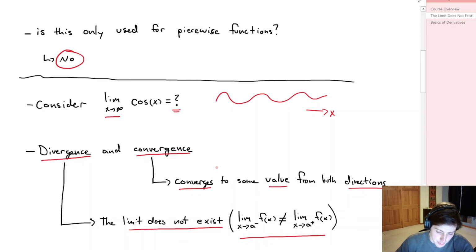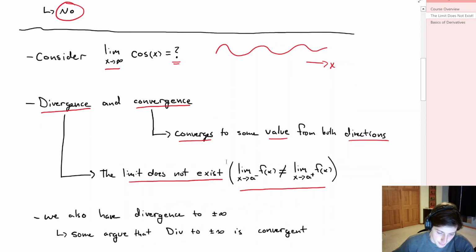But there's another type of divergence that's also important, and that's going to be the divergence to infinity, plus or minus we can have. And online, some people actually argue that divergence to plus or minus infinity is actually a kind of convergence, or it is convergent. I'll let the internet keep arguing about that, but in this course, we're simply just going to say that we would have divergence to plus or minus infinity.